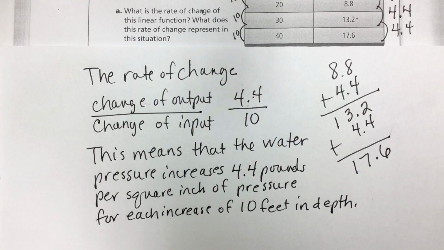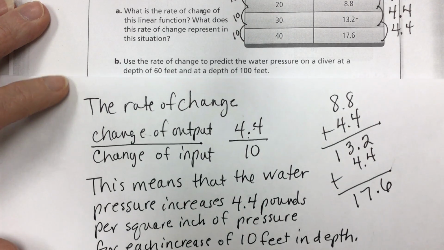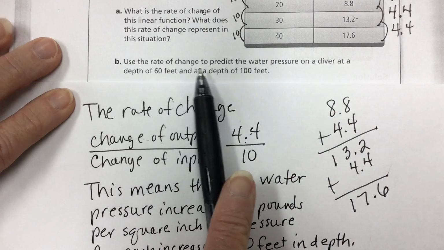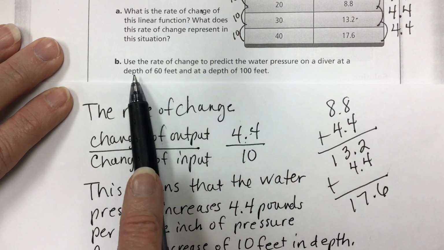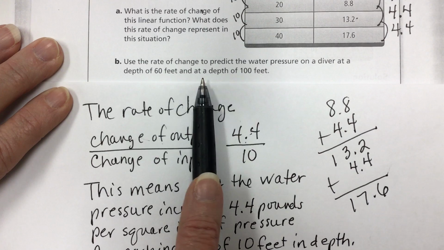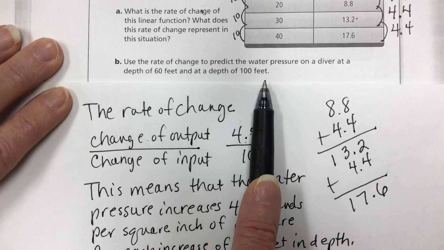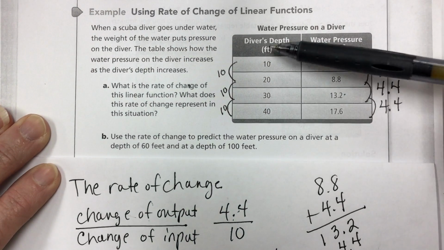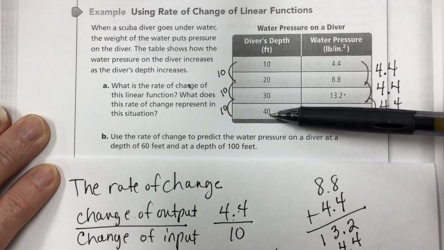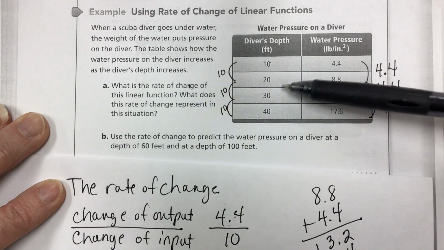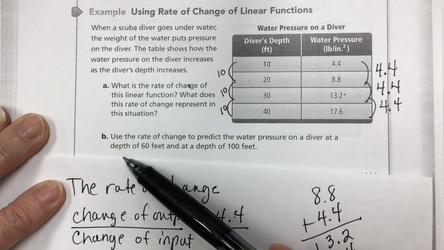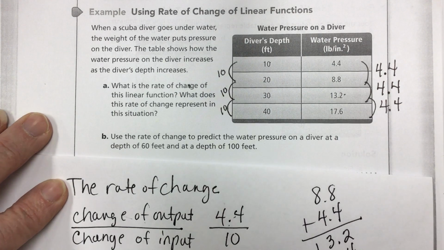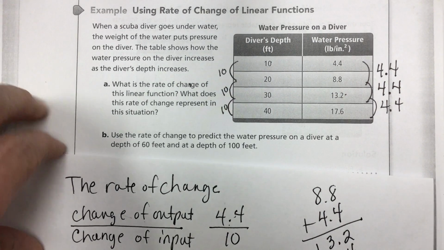Next, it also says on our B part, use the rate of change to predict the water pressure of a diver at a depth of 60 feet and at a depth of 100 feet. So you notice our table only went to 40 feet. So we're going to use this same rate of change to predict the water pressure of a diver at a depth of 60 and then again at 100 feet.